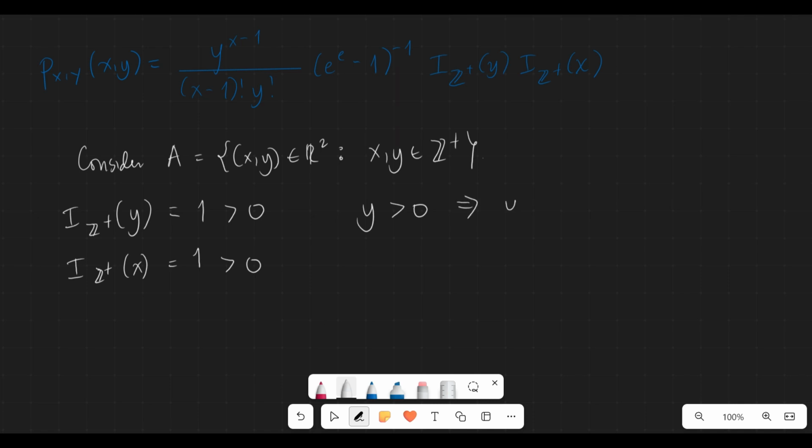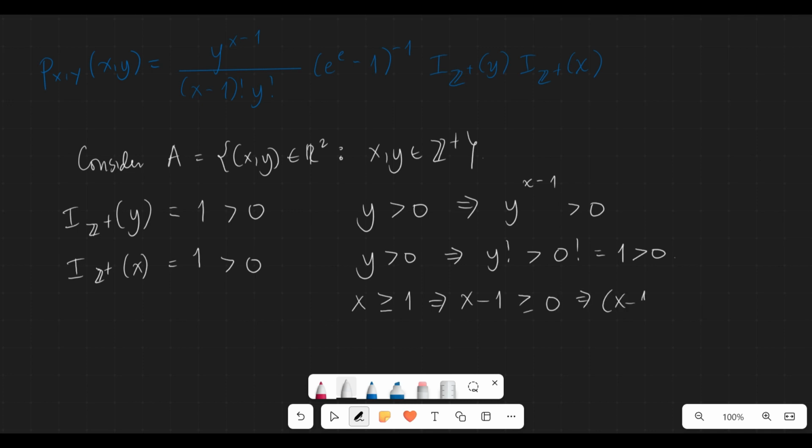Also notice that since y is a positive integer, it must be greater than 0. And that implies that y raised to any real number is also greater than 0. And aside from that, also notice that since y is greater than 0, that implies that y factorial is greater than 0 factorial, which is just equal to 1. And 1 is greater than 0. And finally, we know that x is a positive integer, so it must be at least 1, which implies that x minus 1 is greater than or equal to 0. And that implies that x minus 1 factorial is greater than or equal to 0 factorial, which is equal to 1. And that is greater than 0.